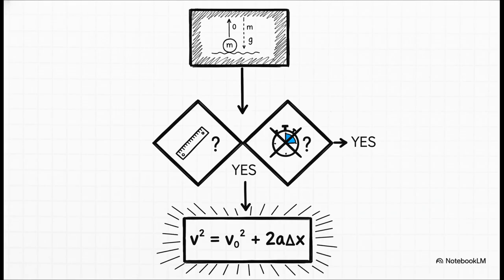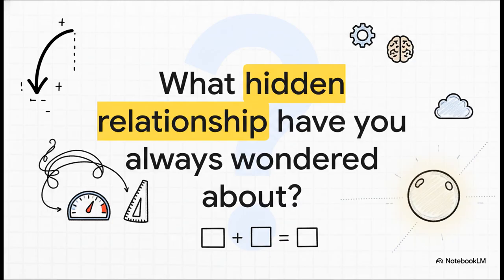This is your go-to. You know, when you really think about it, what we just did was use physics to find a hidden connection between speed and distance, completely bypassing time. It really makes you wonder, doesn't it? What other hidden relationships are out there in the world just waiting for an equation to describe them?